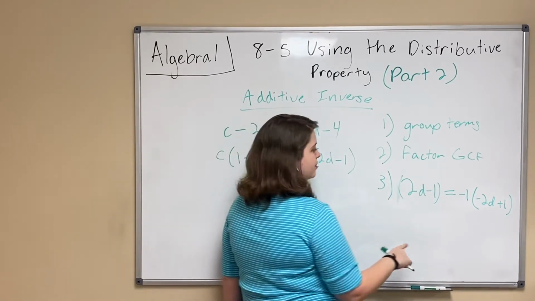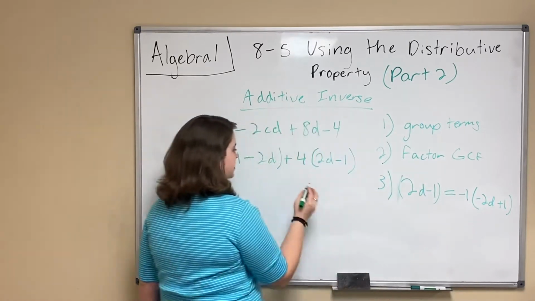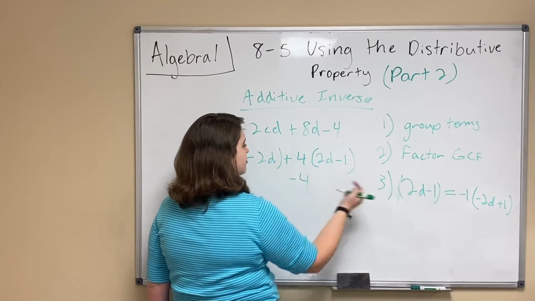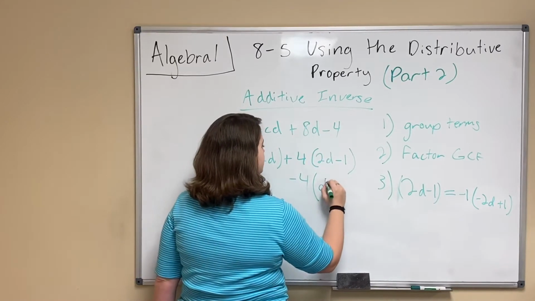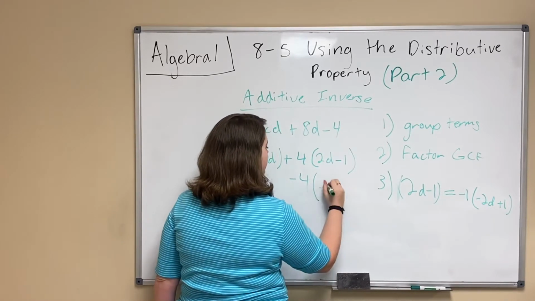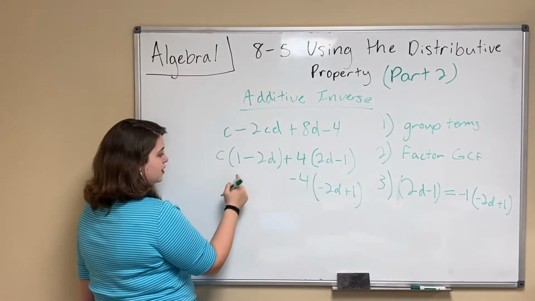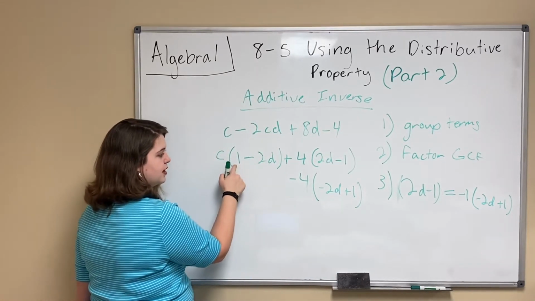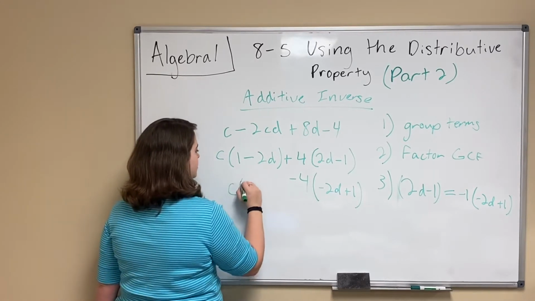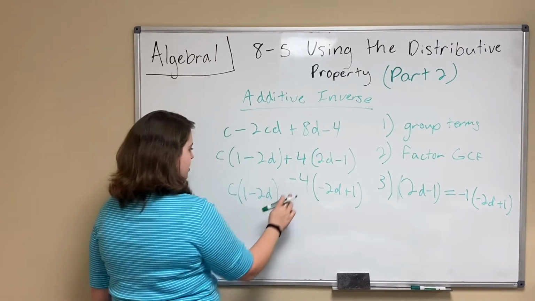So I can go ahead and replace this in this equation with this one. So this becomes minus 4 times negative 1 times negative 2d plus 1. So now I'm one step closer to being at this equation, right? Because this is a positive 1 and a negative 2d. Still not exactly right.